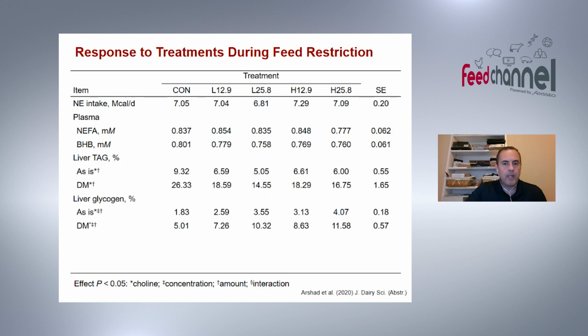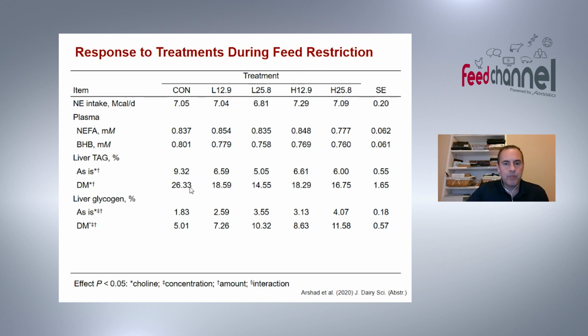And as we had seen before in a previous experiment, we had exactly the same response. So when we look at hepatic triacylglycerol after 9 days of feed restriction, on an as-is, tissue basis, in the control group we had more than in the choline-treated cows. And as we increase the dose of choline, we can see a further reduction. So we had an effect of choline supplementation and of the amount of choline supplementation.